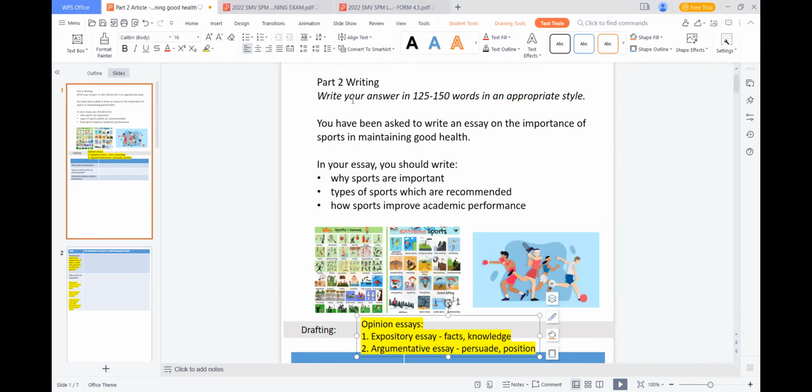All right, so for this part, it says you write 125 to 150 words in an appropriate style. That means you have to follow the genre, follow the format, follow the tone of voice. For this kind of topic in part two, you don't write as a speech, 好像在演讲, because the tone of voice is different. Usually I have students who write, normally in their ending, the ball is in your court.